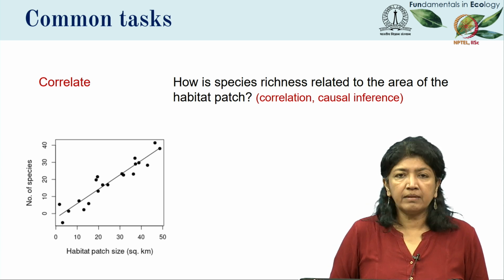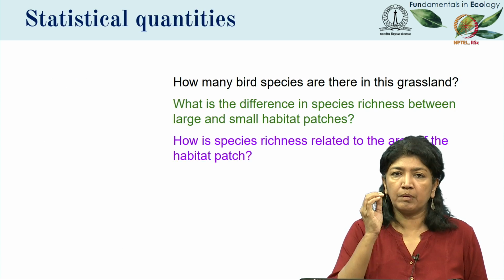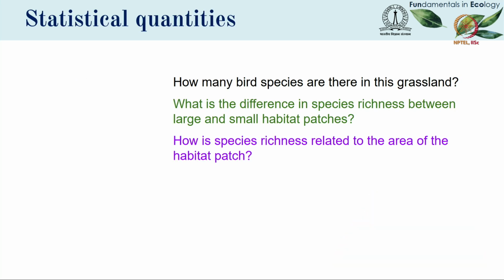So, for these three types of common tasks, which is measuring a quantity like how many bird species are there in this grassland, or comparing, for example, what is the difference in species richness between areas that are small and areas that are large, or correlating how species richness is related to the area of the habitat patch, for all of these, there are some common statistical quantities that we will use to achieve these tasks. First, we want unbiased estimates, that is, from our sample we want to calculate estimates that are a good reflection of the population.